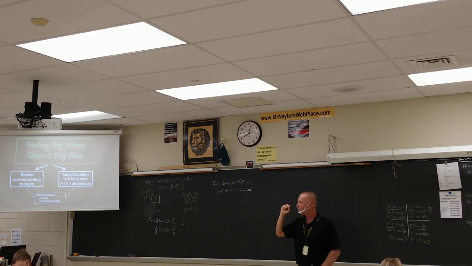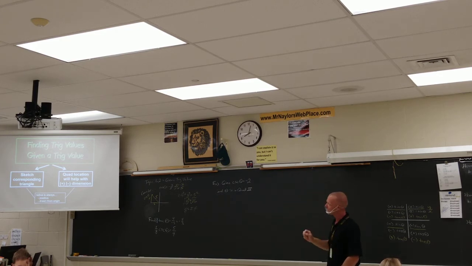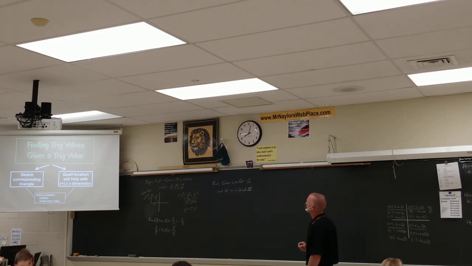Okay, a lot of our goal here is going to be to try to interpret that as a triangle. So cosecant equals negative 2. And then it says that theta is in quad 3.